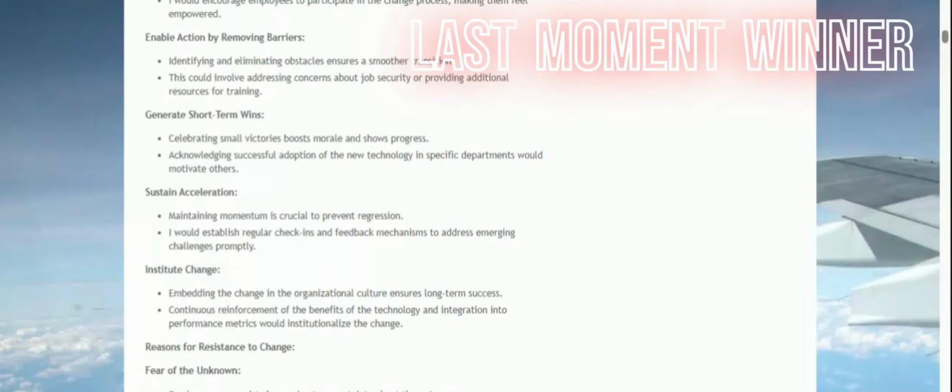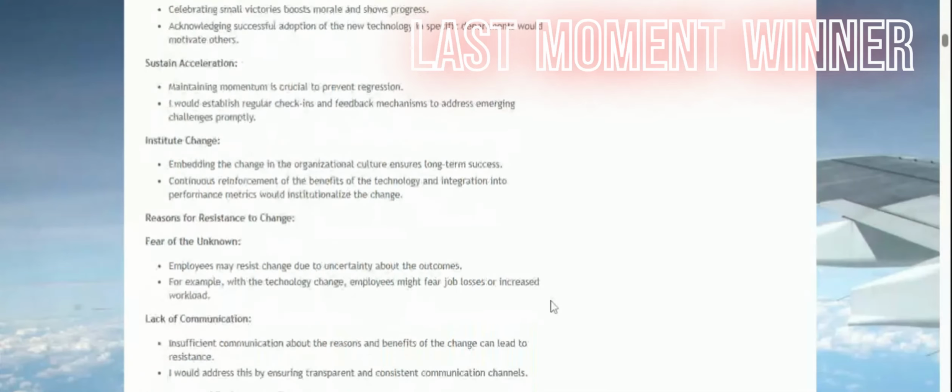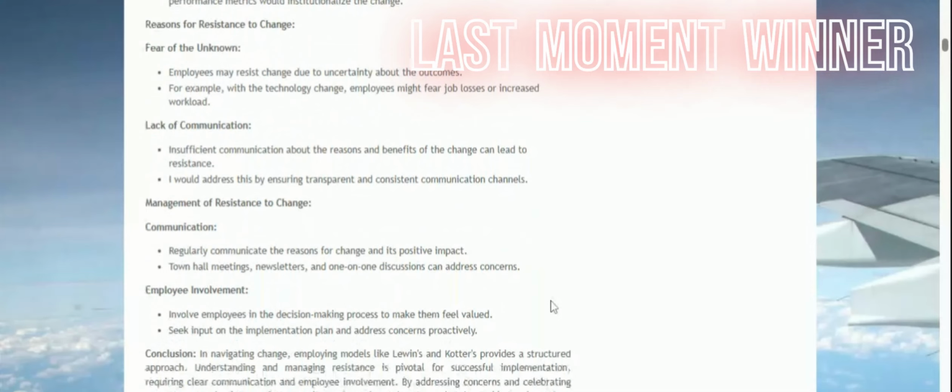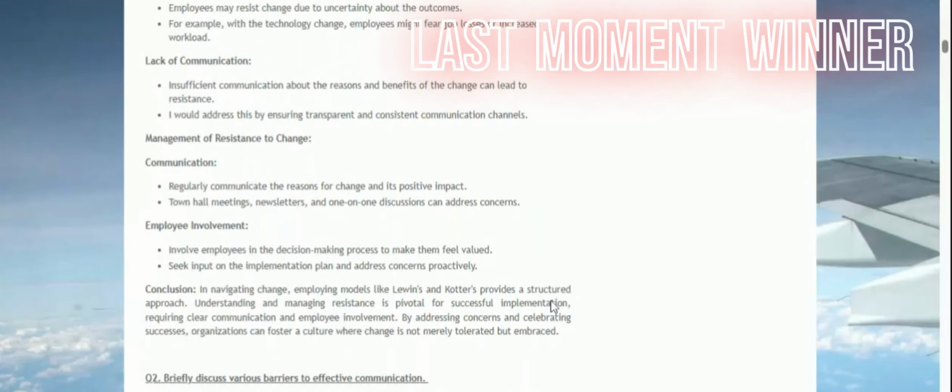Conclusion. In navigating change, employing models like Lewin's and Kotter's provides a structured approach. Understanding and managing resistance is pivotal for successful implementation, requiring clear communication and employee involvement. By addressing concerns and celebrating successes, organizations can foster a culture where change is not merely tolerated but embraced.